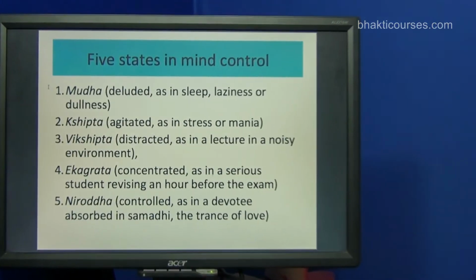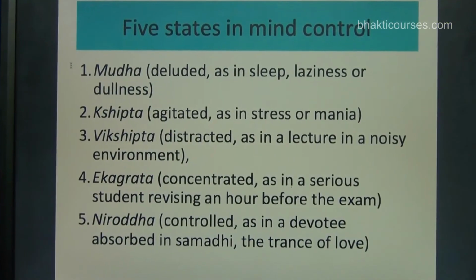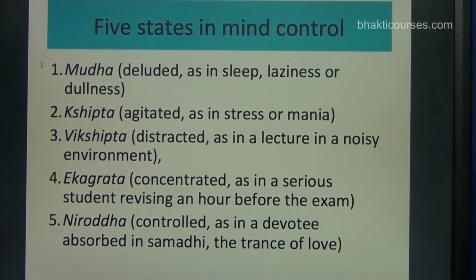So in mudha, the mind is practically not thinking of anything, a very lethargic stage, lost somewhere. In kshipta, it is hyperactive, running everywhere, but not doing anything. In vikshipta, the mind is trying to concentrate, but is getting distracted, say in a lecture in a noisy environment. So there is a desire to concentrate, but one is not able to concentrate.